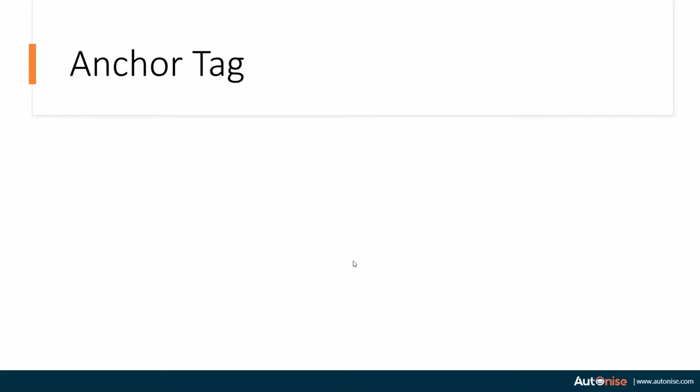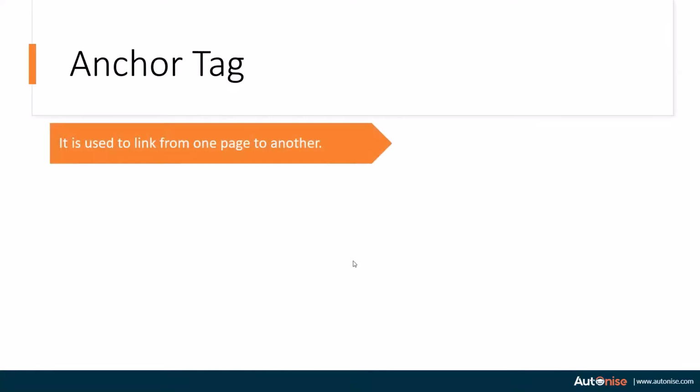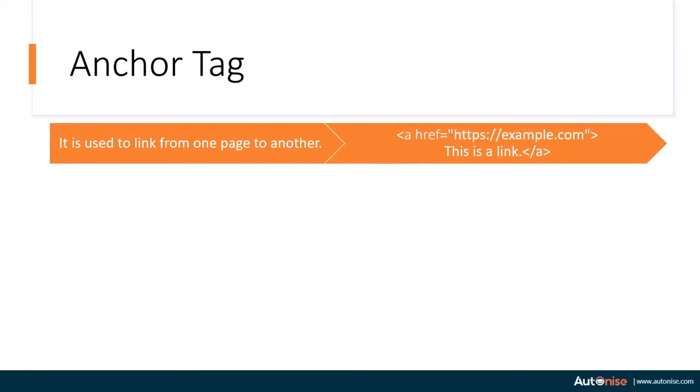Next is the anchor tag. An anchor tag is used to link from one page to another. The code to do this is as follows. So you write the A, which stands for the anchor tag. Then there is the href attribute. Href is the link which the anchor will provide to.